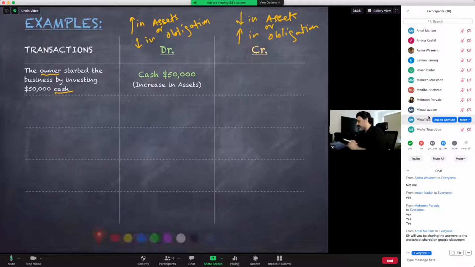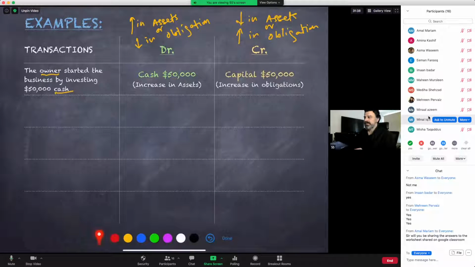And we are going to credit the capital account here. The capital will be credited with $50,000. Capital is what we owe back to our owner, like the equity. And why are we crediting capital? Because this represents increase in our obligations. And that is why we chose to credit the capital with $50,000. If we understand the first entry here, then please give me a green check on the participants window.